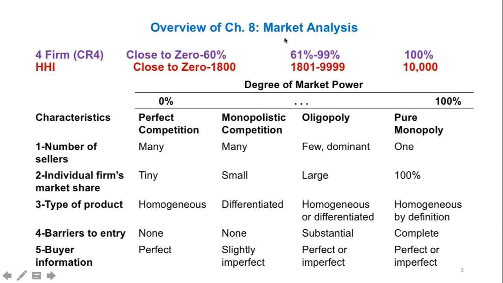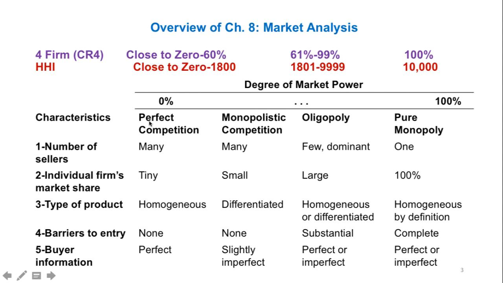In chapter 8, you learn about the market analysis, and you remember that we use these characteristics to analyze the market, and then we use two indexes, the four-firm concentration ratio and HHI, and we use the rates from the U.S. Department of Justice to determine whether an industry is working in a perfectly competitive market or on the other extreme side of the spectrum, whether there is market power, or the market has intermediate power in terms of monopolistic competition or oligopoly.